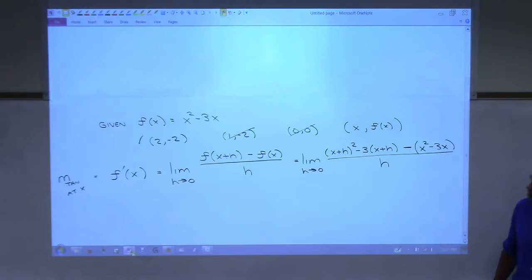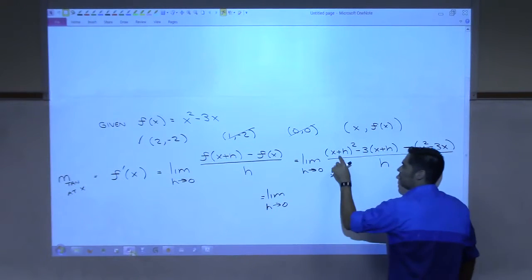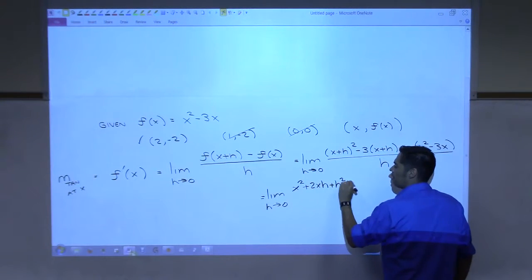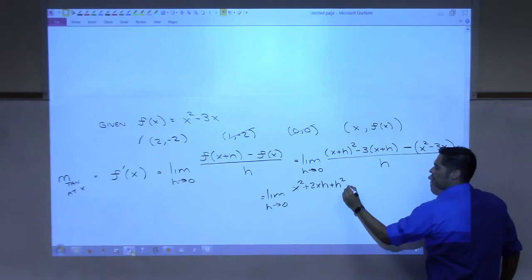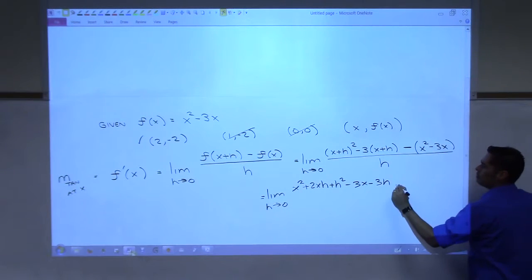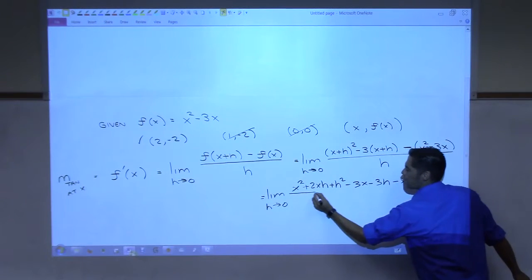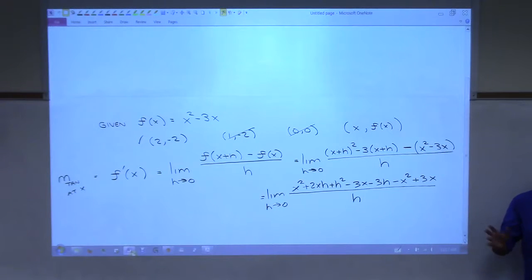And now let's do the algebra. This is the limit as h goes to 0. If you expand that, you get x squared plus 2xh plus h squared. That's this, right? Distribute your -3 through. Distribute this negative through. Just be careful with your signs there. And then divide all that by h. And again, the same thing should happen. We should get things to cancel with the exception of things that perhaps have h in them.